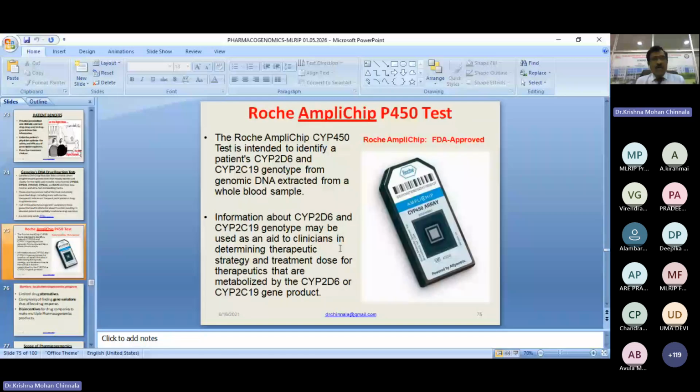Okay, the Roche AmpliChip 450 test. This is the instrument available in the market. The test is intended to identify a patient's CYP2D6 and CYP2C19 genotype from genomic DNA extracted from a whole blood sample. And what I heard is nowadays there is no need to give a blood sample also. With your saliva also you can do this type of test. So that is the advanced technology introduced in the market also, right?